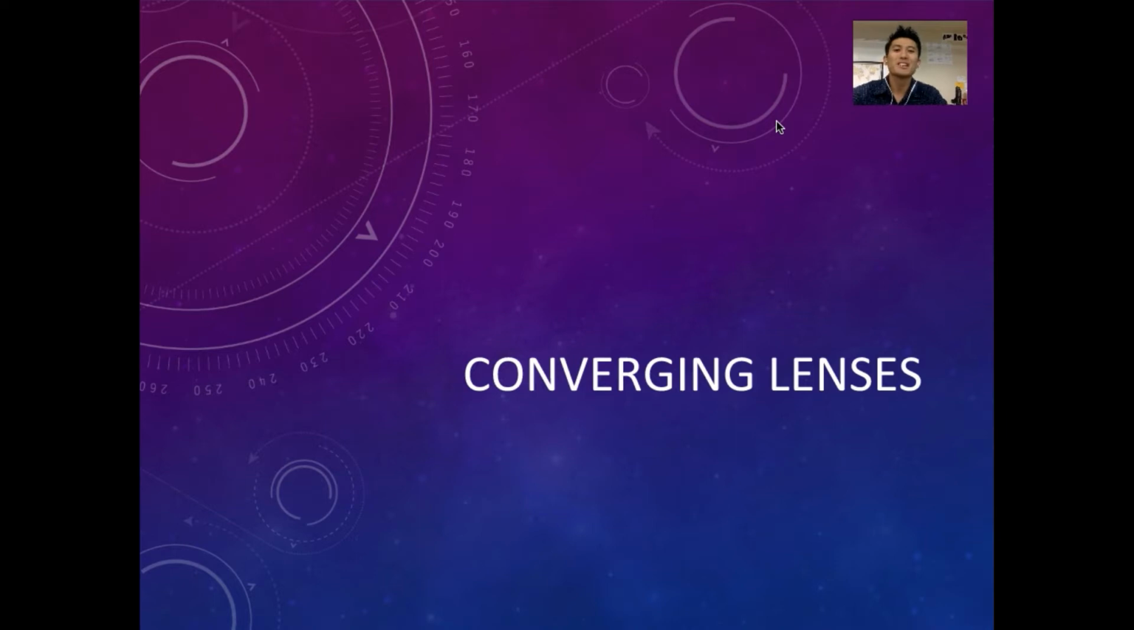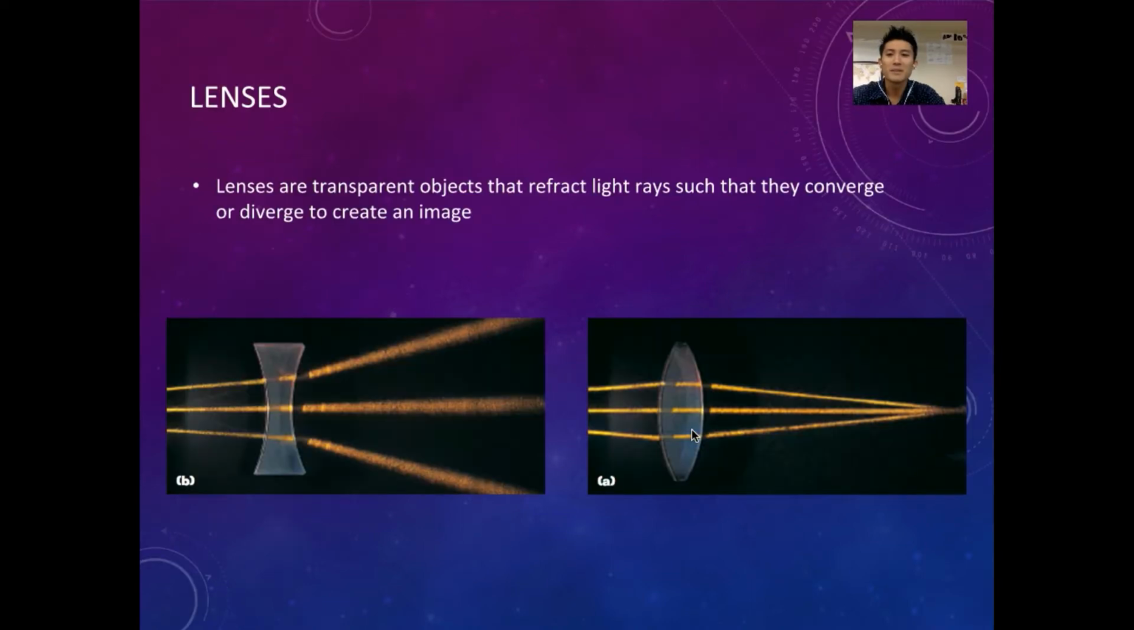Today, our topic is converging lenses. We're continuing our look at optics, how we can use light and manipulate it using mirrors and lenses, and today we're finally going to get into lenses, which is really cool. And we're going to talk about our first type of lens, what we call the converging lens. And so let's jump into this.